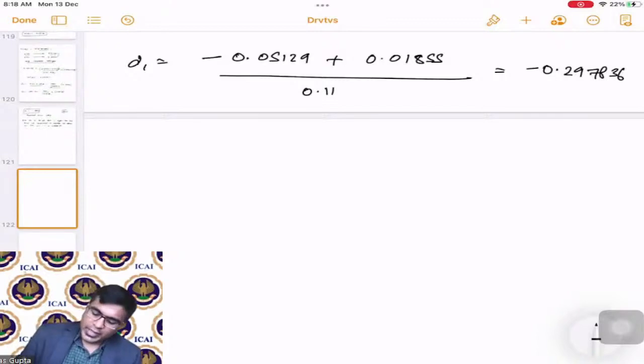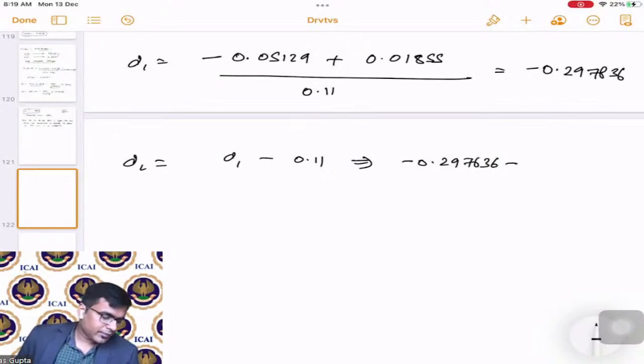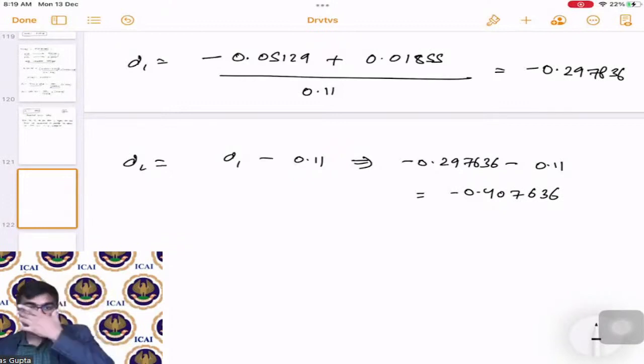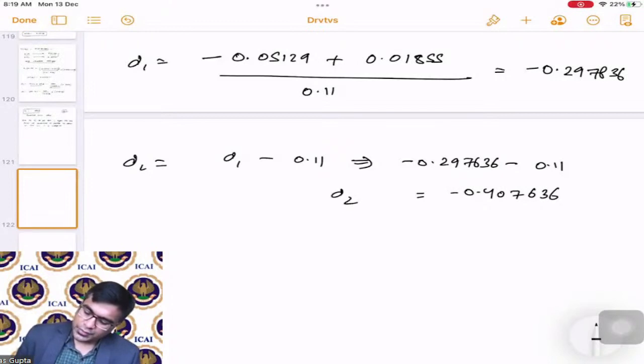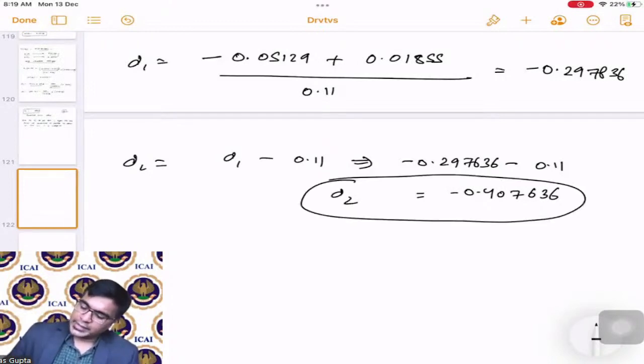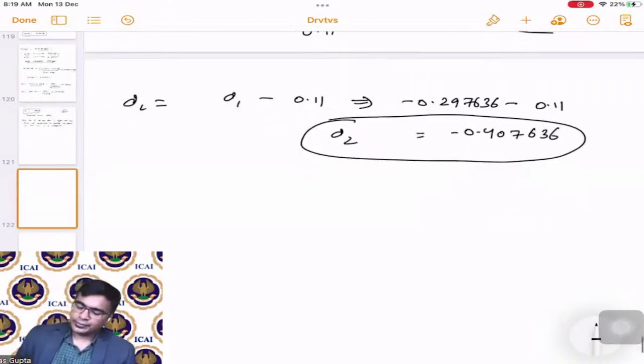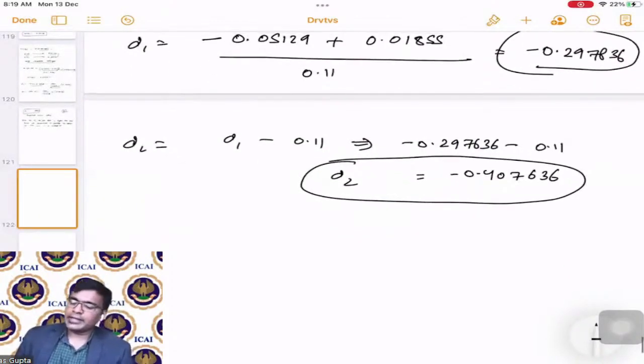This is the D1 value, and the D2 value will be D1 minus 0.11, which is equal to minus 0.297636 minus 0.11. So this is equal to minus 0.407636. Correct? This is actually D2, and this is actually D1. Now we have to calculate N(D1) and N(D2) using the interpolation technique again.